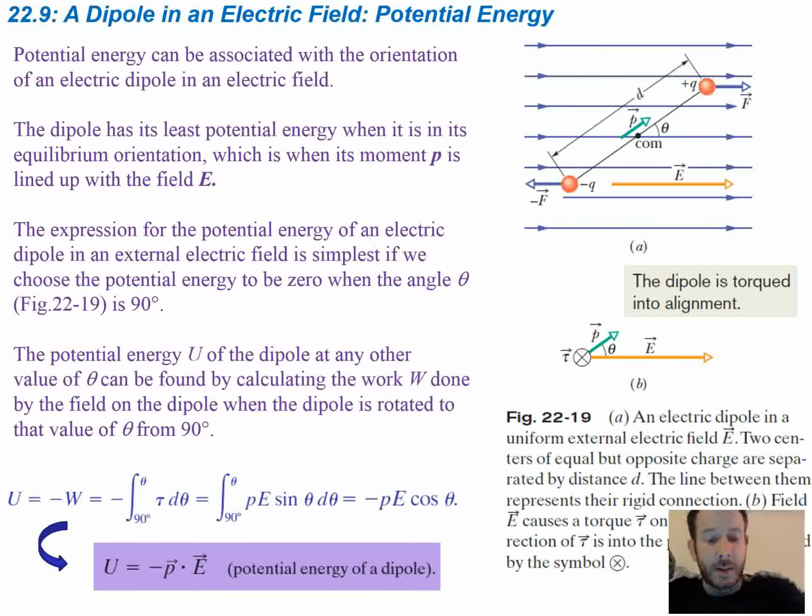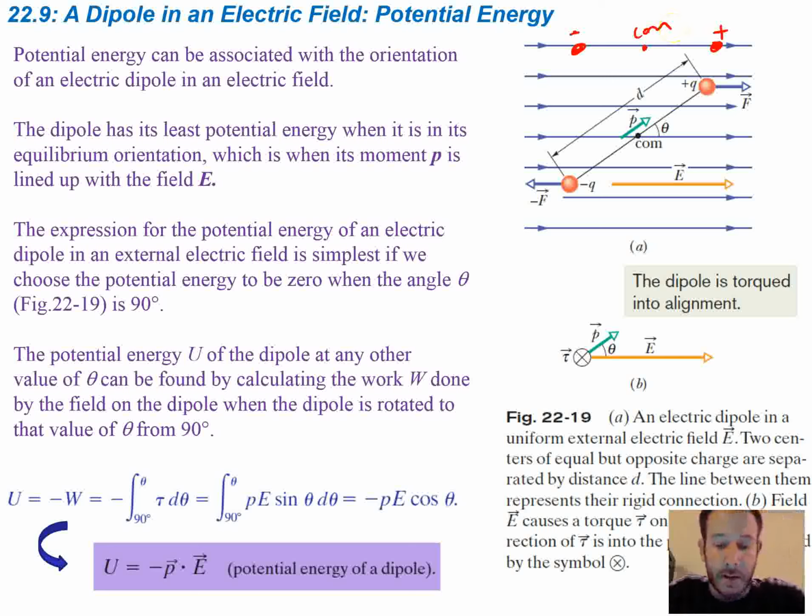So potential energy can also be associated with the orientation of an electric dipole in an electric field. The dipole has its least potential energy when it is in its equilibrium orientation. So equilibrium orientation would be something like this. Both charges are along the same line. You have your negative and your positive, and it's oriented like that. All right, this is going to be the center of mass, and that would be equilibrium.